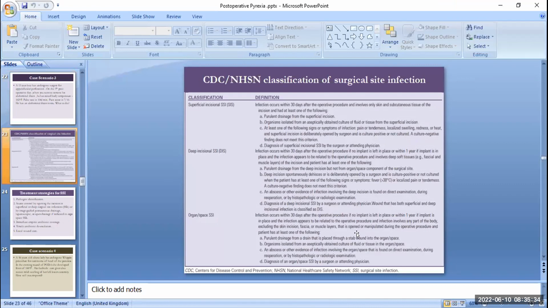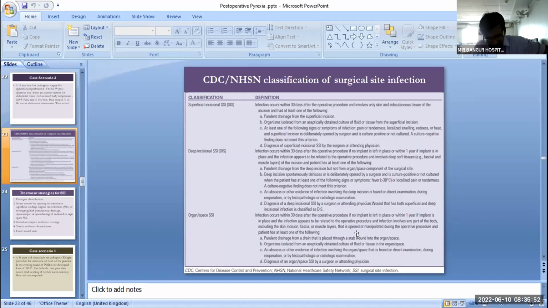Yes, sir. Now, suppose this patient is having a superficial surgical site infection. How would you like to manage that case? So for a superficial surgical site infection, I would like to remove the stitches of the wound. I would like to remove all stitches. You remove all stitches. Why? Not all stitches, sir. The first step, sir, is to remove the dressing if it is there.